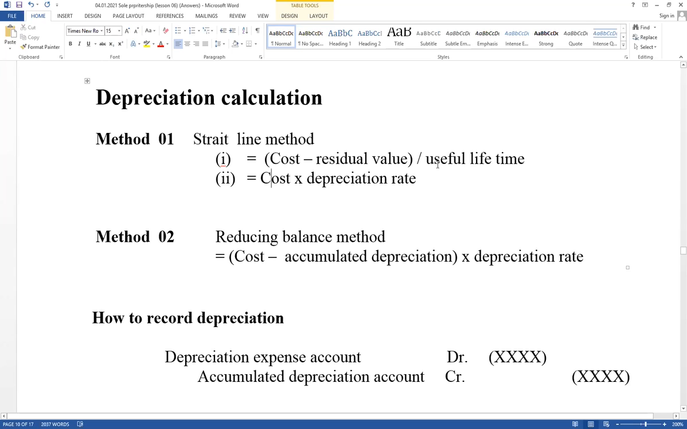Lifetime is limited. Therefore, its cost value should be divided through its lifetime. That is depreciation.